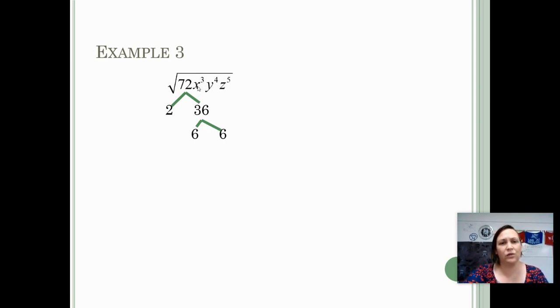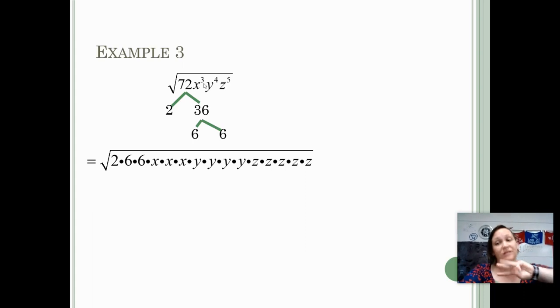Remember that x to the third really means that we are multiplying three x's together. So let's write that out. X times x times x. Y to the fourth really means we're multiplying four letter y's together. So let's write that out. And z to the fifth means five letter z's. So here I have my prime factorization.